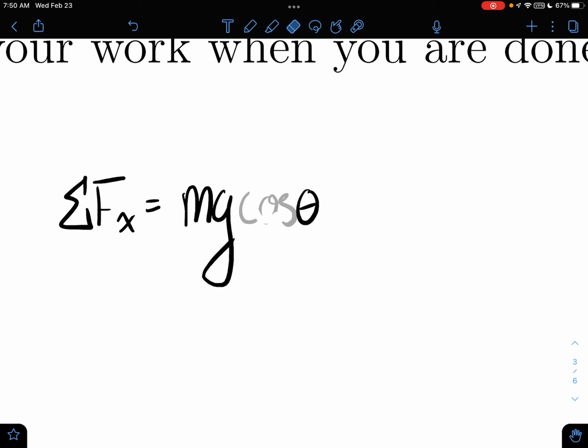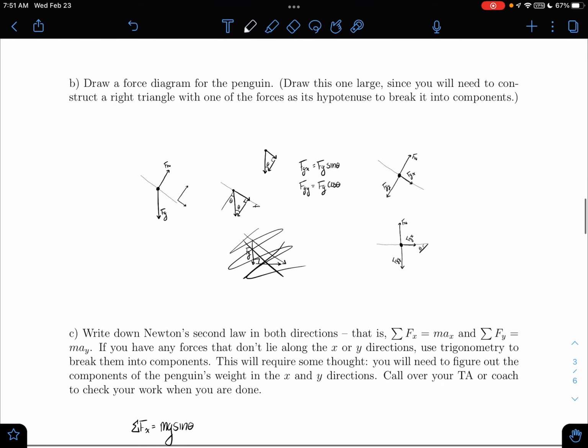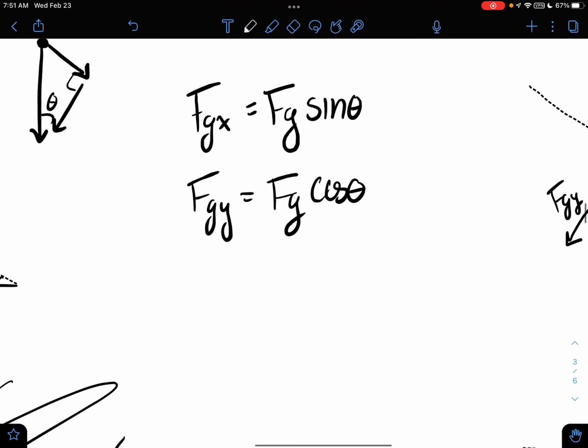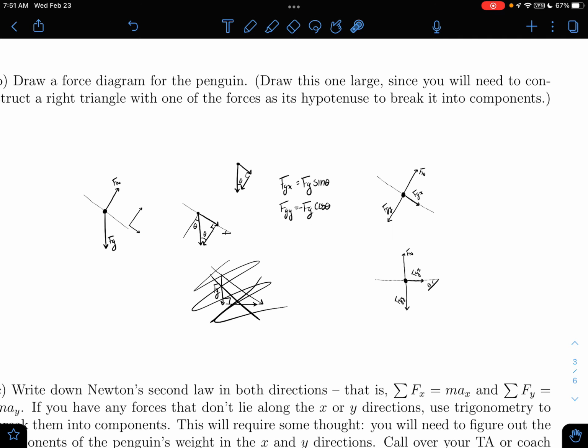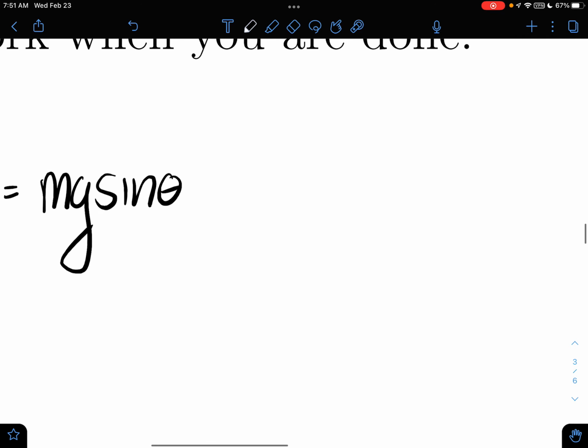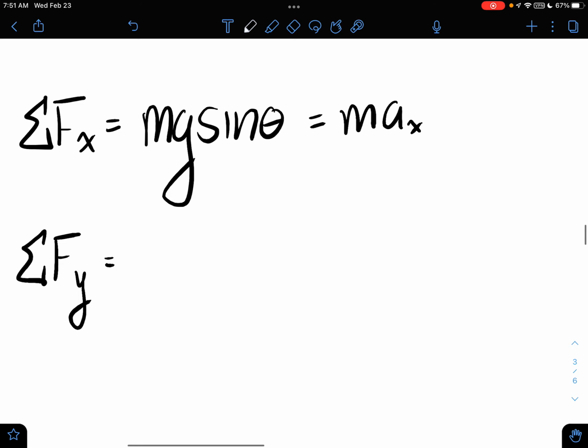Ooh, I did the problem. Mg sine theta. There it is, right? Mg sine theta. Ooh, Sydney made another mistake. What did she do? It's going in our negative direction here. Right? So we are MAX. Right? Now I do our sum of all forces in the y direction. I made that mistake on purpose, I promise.